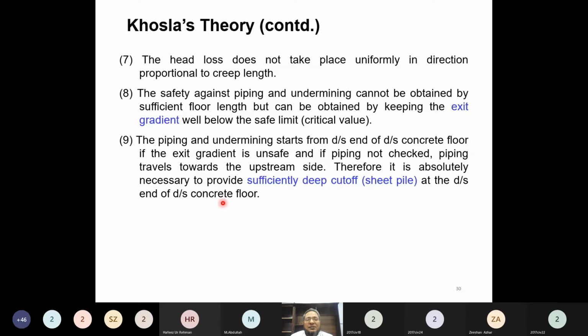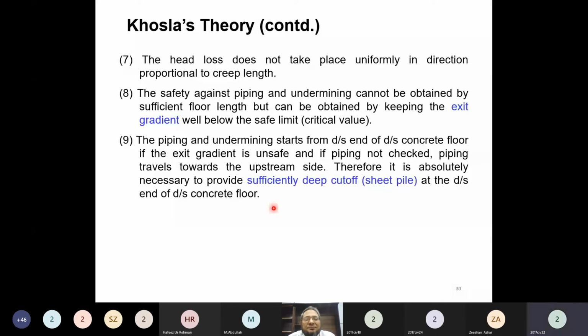Therefore, it is absolutely necessary to provide control for this. We have to provide a sufficiently deep sheet pile at the downstream end of the downstream concrete floor. So according to Khosla, the downstream sheet pile is very important, and the length of the downstream sheet pile is very important to reduce the value of the exit gradient. Could you follow it?